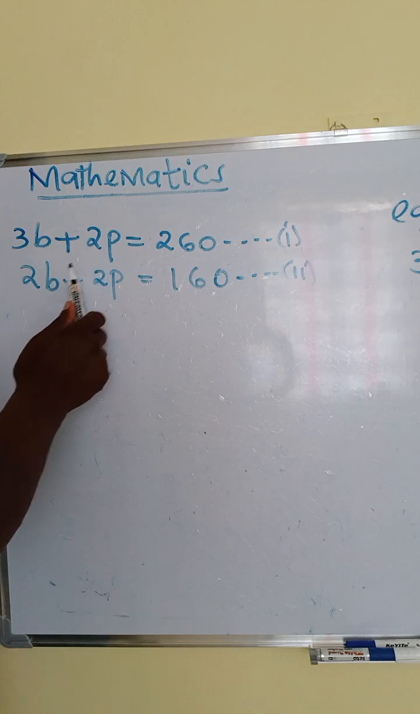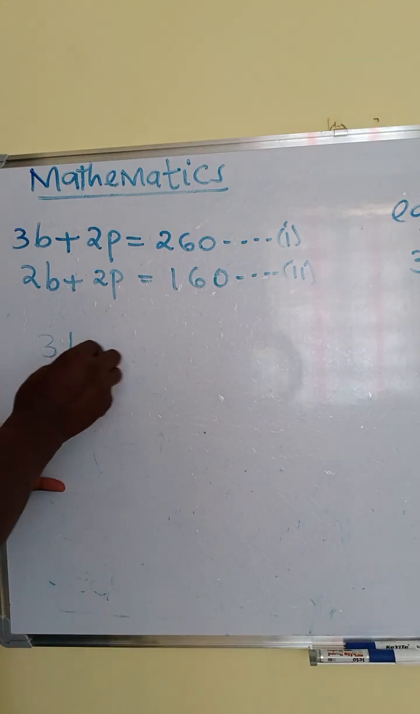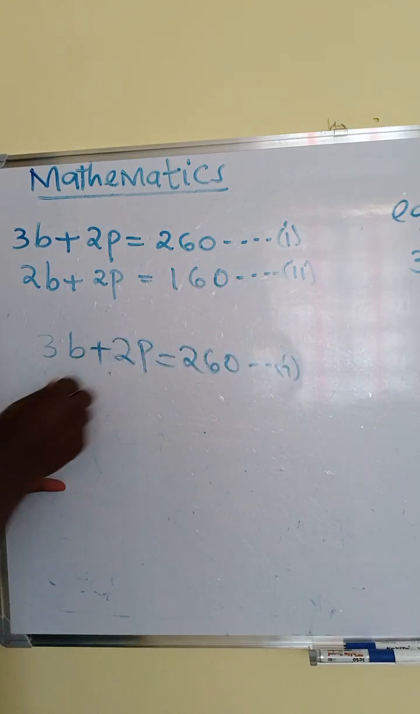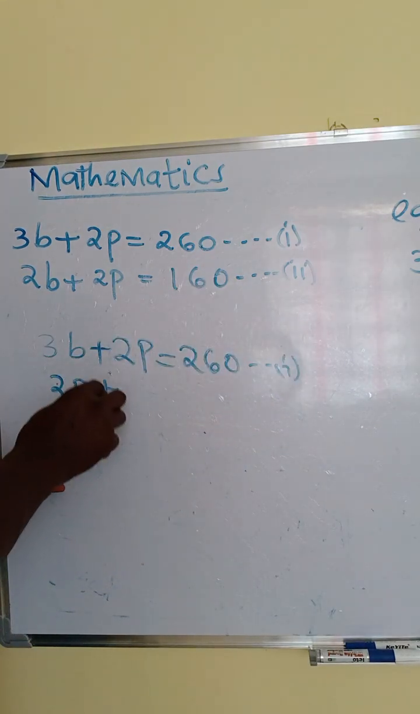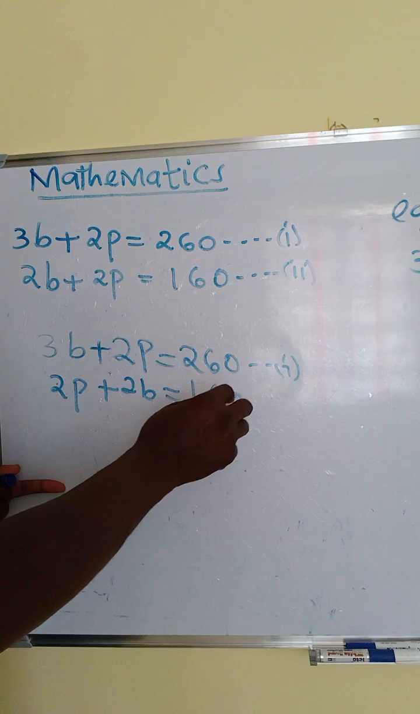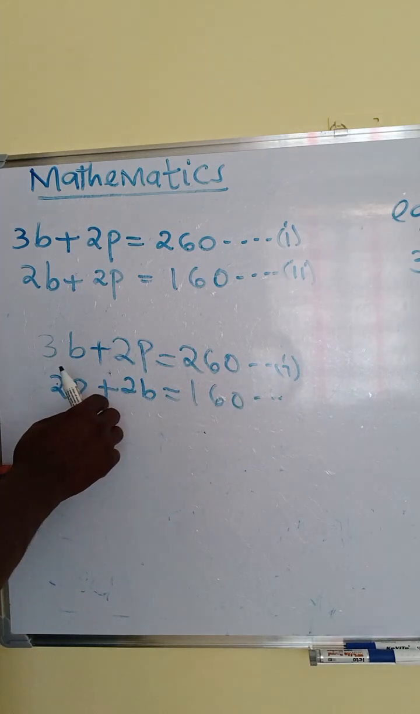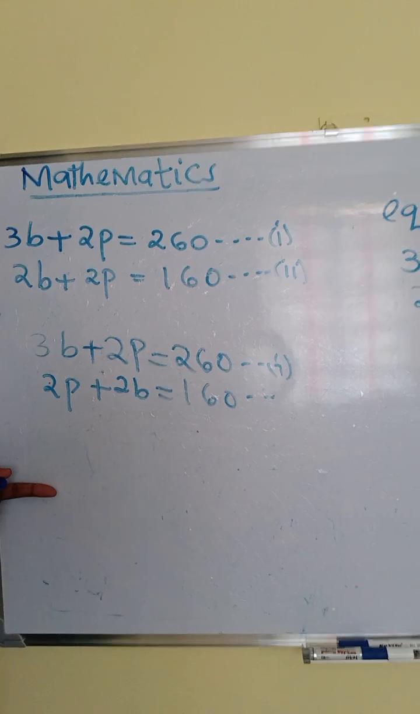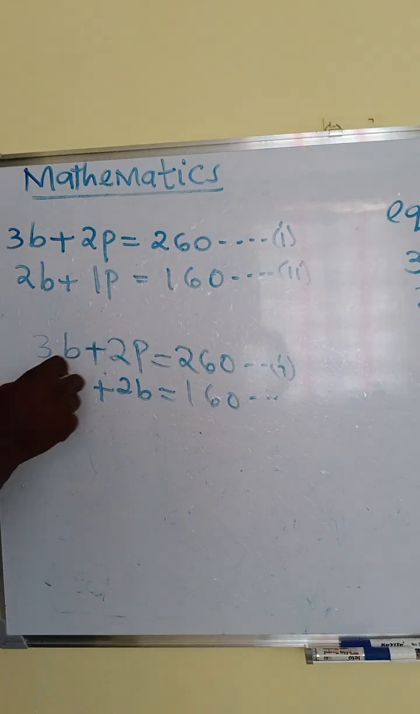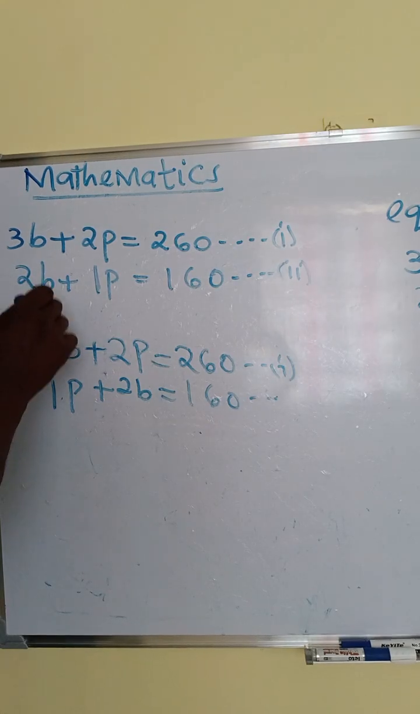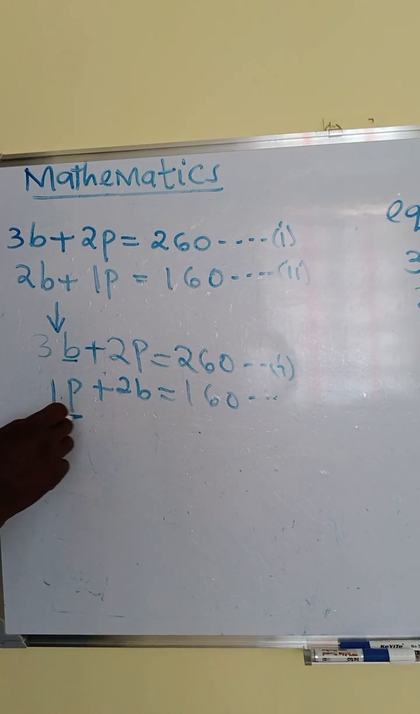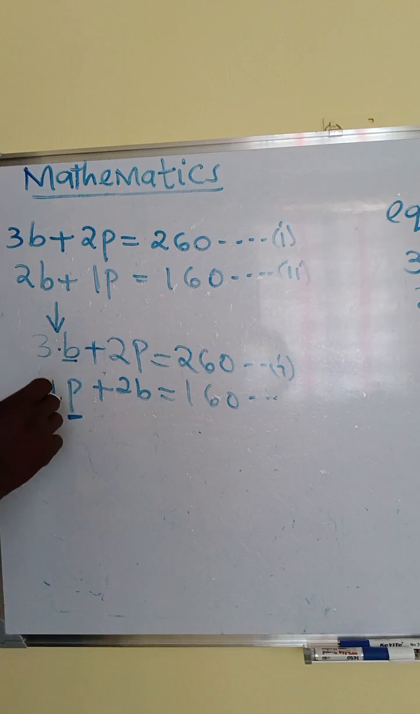Don't write 3 books and 2 pens cost 260 shillings as your equation 1, then 2 pens and 2 books cost 160 shillings. Of course, it should be 2 books and 1 pen. So while writing the equation, don't do this, because in your alignment you can see we have the cost of book in equation 1 and the cost of pen in this column. So this will not work out.